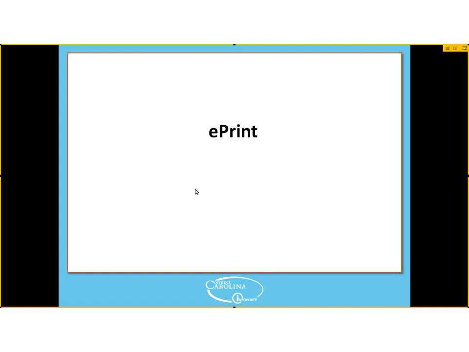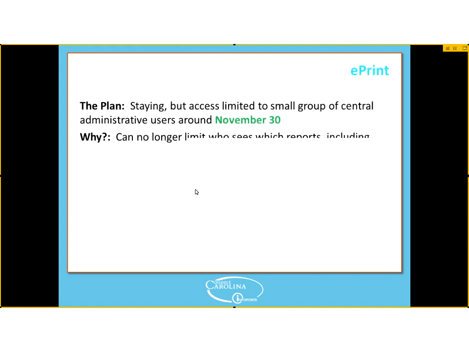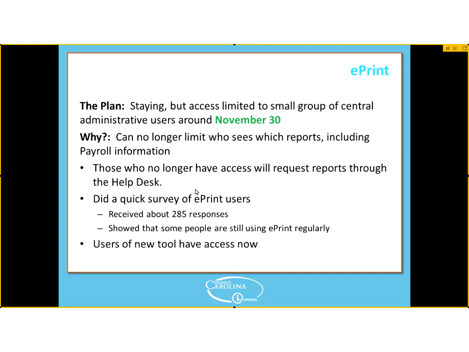Let's go ahead and talk about ePrint. So I'm going to return to our slides and give you an update on what's going on with ePrint. So ePrint is staying, but access is going to be limited to a pretty small group, and it's all central office administrative users. So it's a very small group for ePrint. That access is going to be limited around November 30th. So not before, but it sometimes takes a few days to get that done.